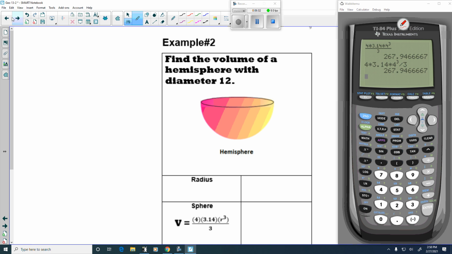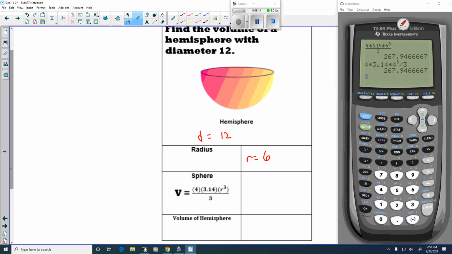Okay, so the next one talks about a hemisphere, and it says, what if the diameter is 12? Well, if the diameter is 12, the radius is 6. And sometimes if you're not paying attention, you get a little confused between when they're telling you the diameter and when they're telling you the radius. It's not intended to be a trick, but you do have to pay attention to that, because sometimes you need to know one and sometimes you need to know the other one. So you just got to be on the ball on that.